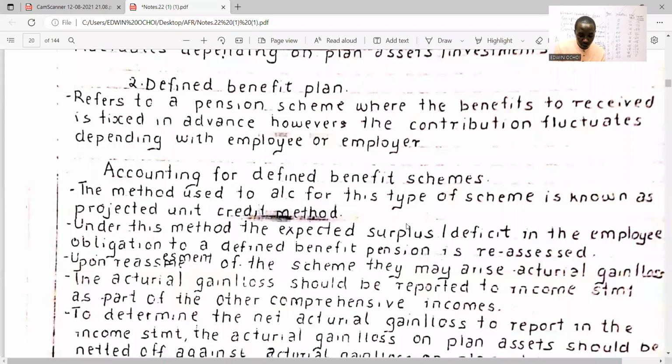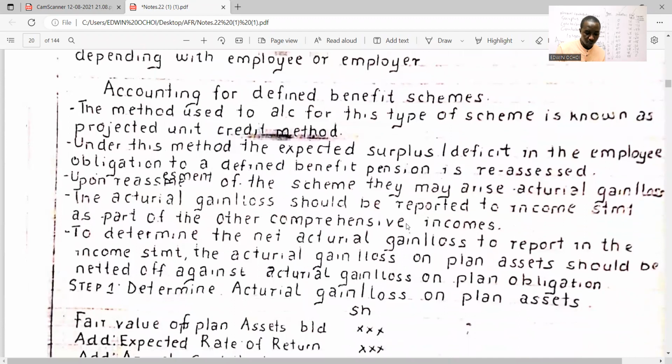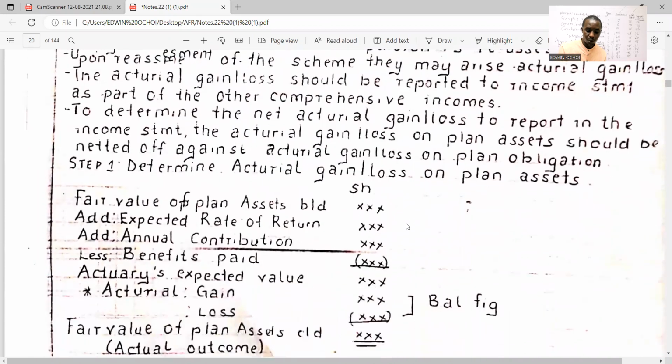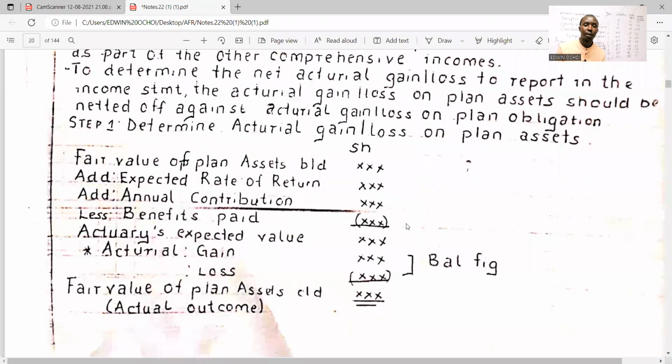Upon reassessment of the scheme, an actuarial gain or loss may arise. The actuarial gain should be reported as part of other comprehensive income. To determine the net actuarial gain or loss to report, the actuarial gain or loss on plan assets should be netted against the actuarial gain or loss on plan obligations. So these are the steps you need to know. We always start by determining the actuarial gain or loss on plan assets. Next, the actuarial gain or loss on plan obligations. Then the loss or gain from the two steps, we net. Then you might be asked to do an extract of the income statement and a statement of financial position.